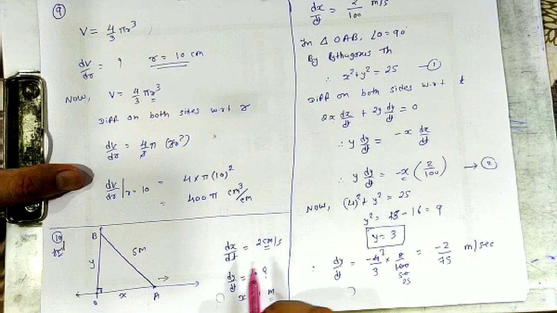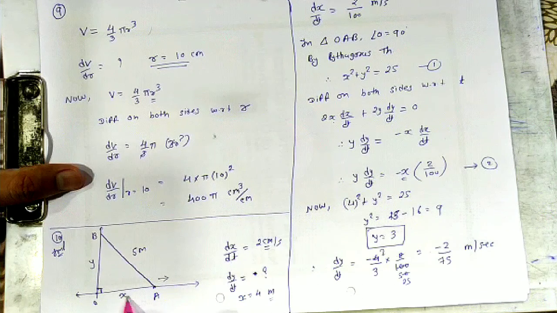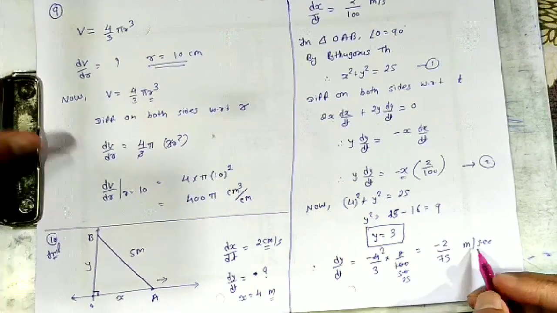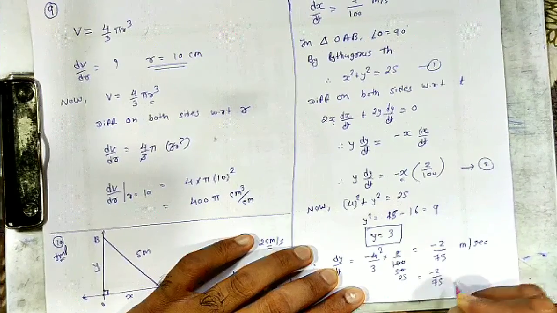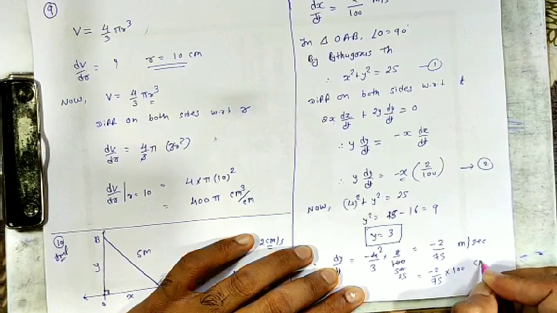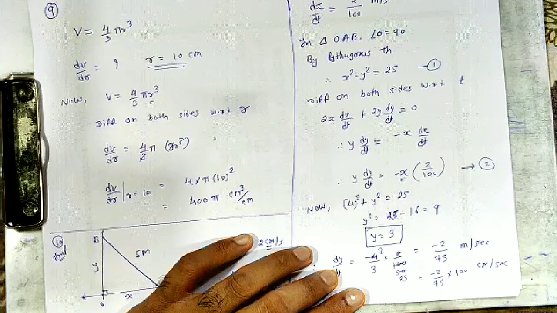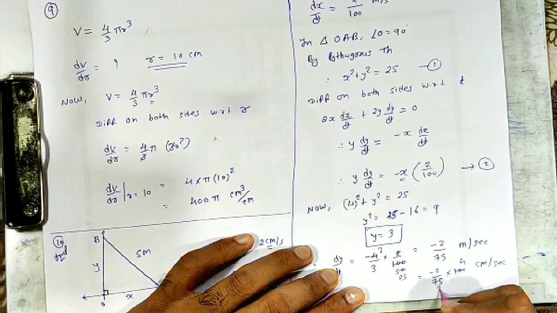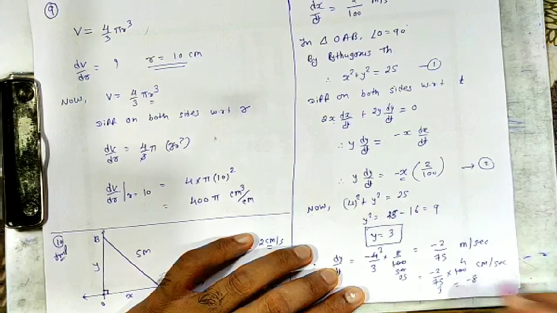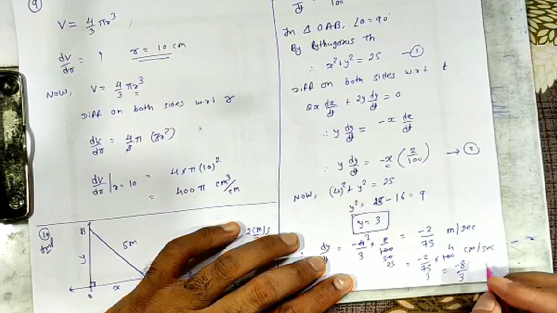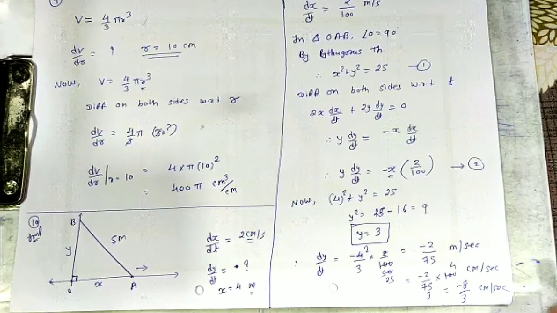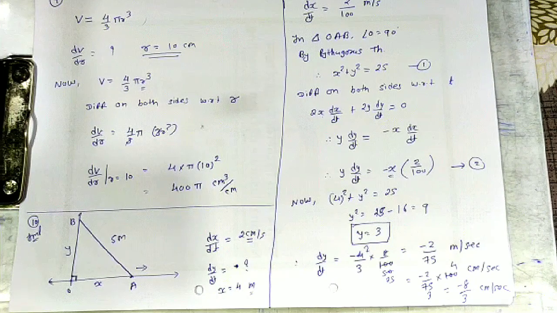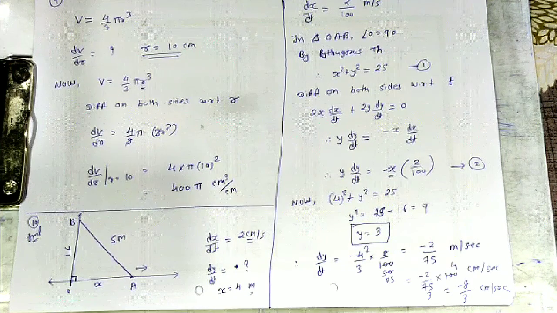But you have to find the rate of change, whether the height is decreasing or increasing, and this length is in centimeter per second. We'll convert this meter into centimeter. So this one is minus 2 upon 75 into 100 centimeter per second. So 25 fours are, 25 threes are, so it's minus 8 by 3 centimeter per second. The height of the ladder will decrease at the rate of minus 8 by 3 centimeter per second. Minus sign is there because height is decreasing. Clear?